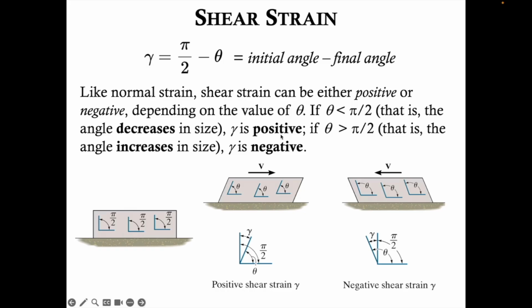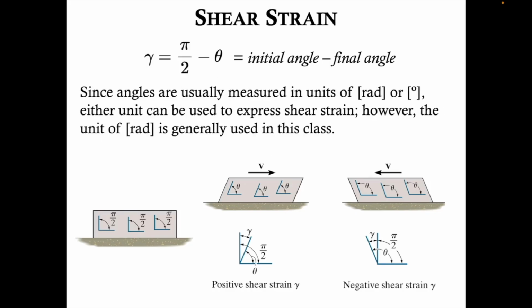Like normal strain, shear strain can be either positive or negative, depending on the value of theta. So notice from this above equation here, if theta is less than pi over 2, that is the angle decreases in size, gamma is positive. If theta is greater than pi over 2, that is the angle increases in size, then gamma is negative. Since angles are usually measured in units of radians or degrees, either unit can be used to express shear strain.